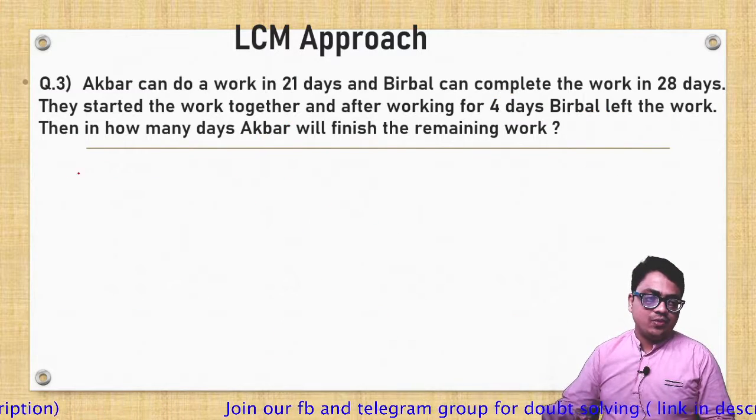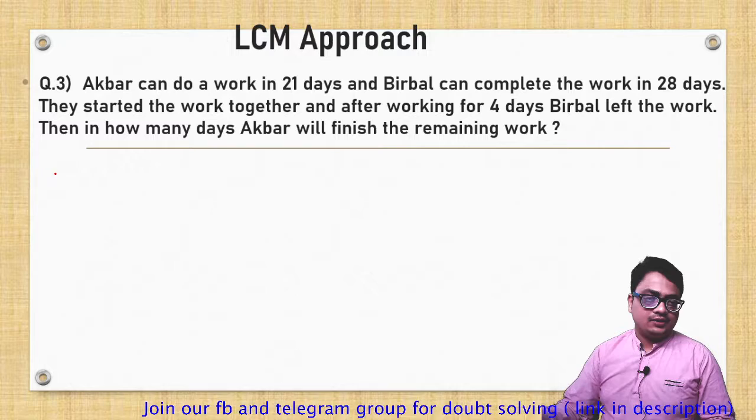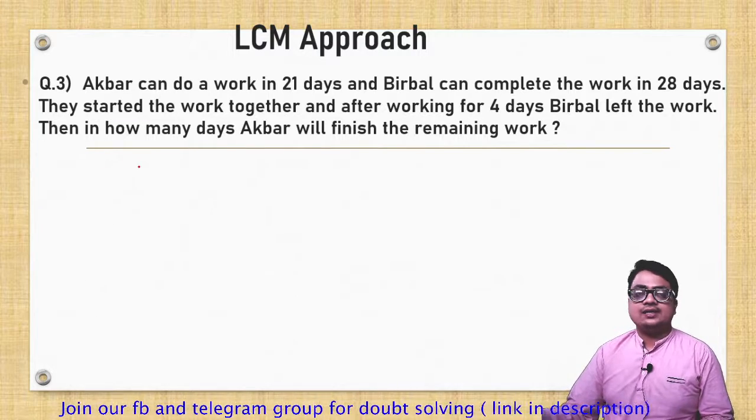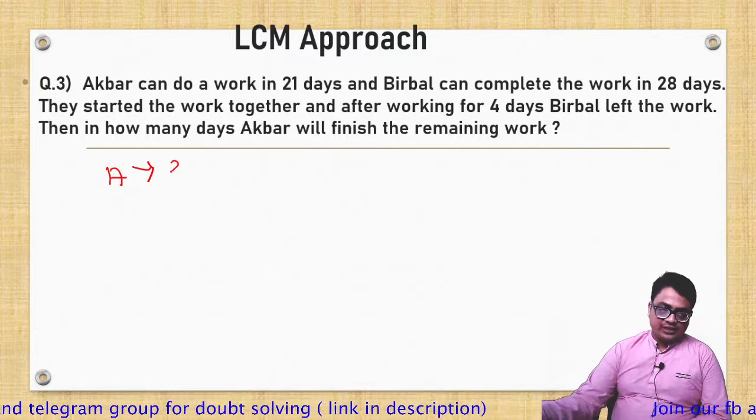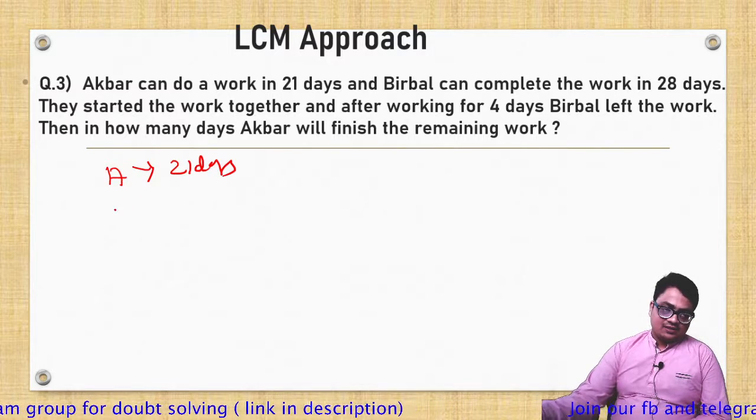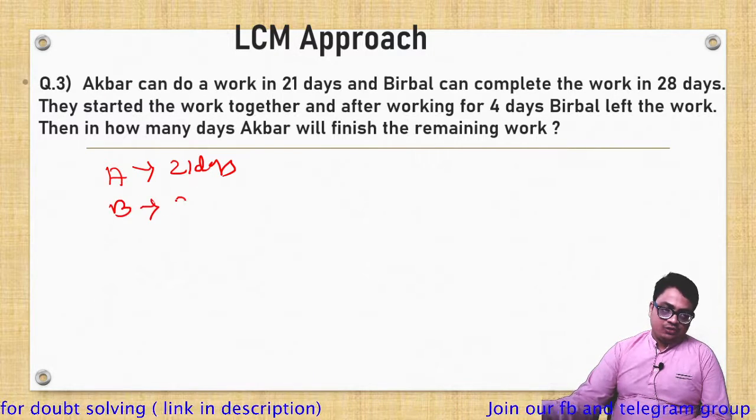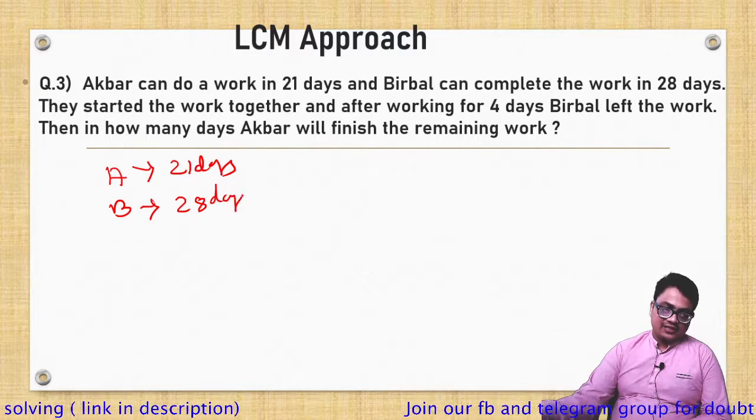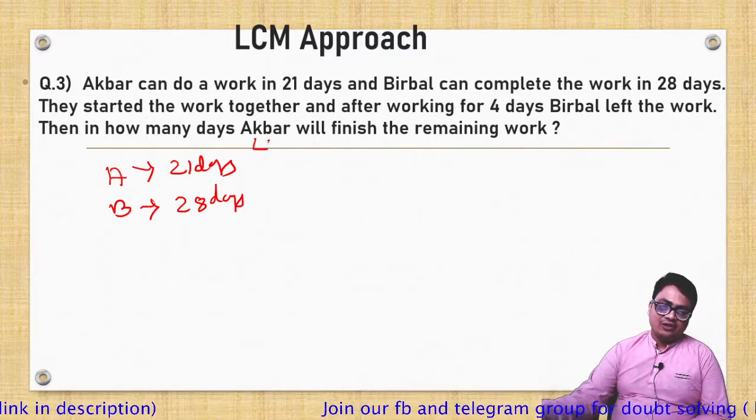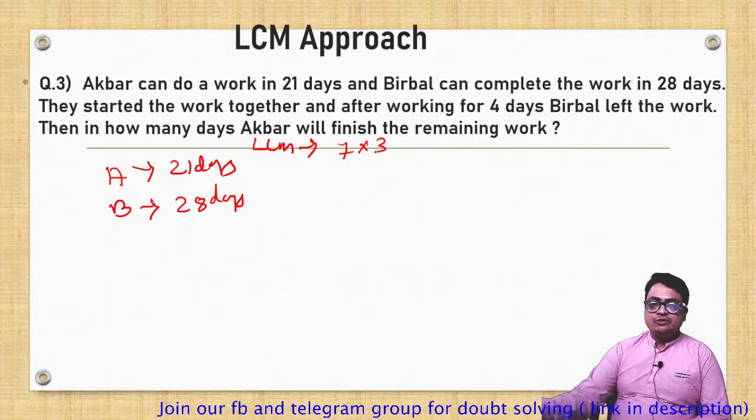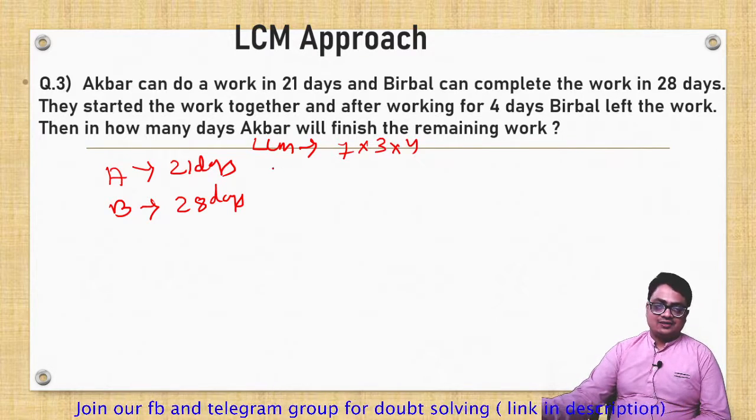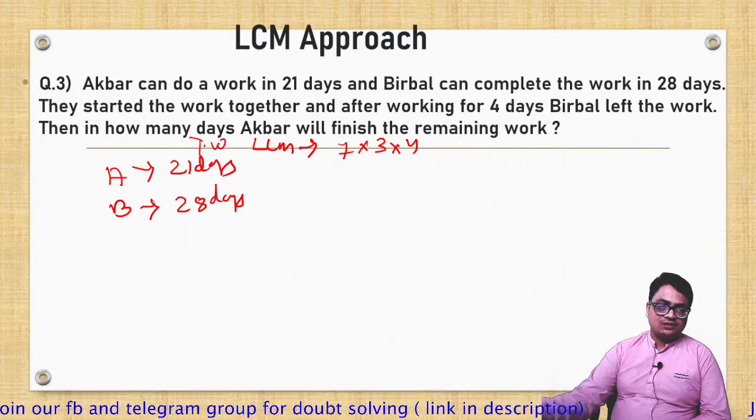So let us move ahead to the LCM approach. Akbar is doing in 21 days. Birbal is doing in 28 days. The same thing you will be doing. You have to take the LCM directly here. The LCM will be nothing but 7 into 3 into 4. This is the total work.